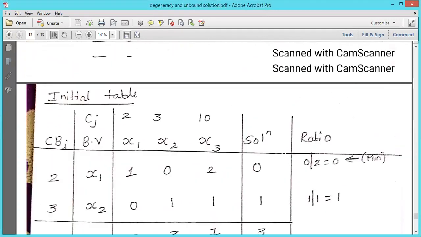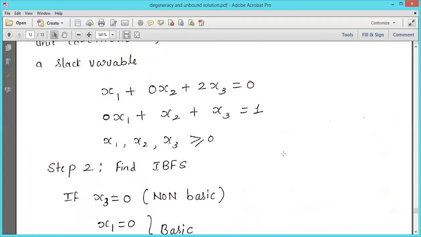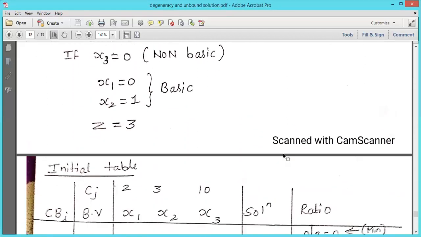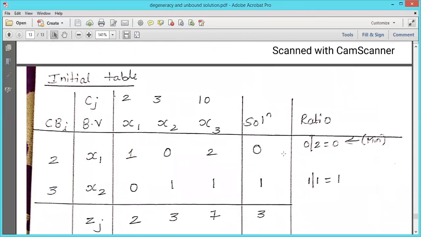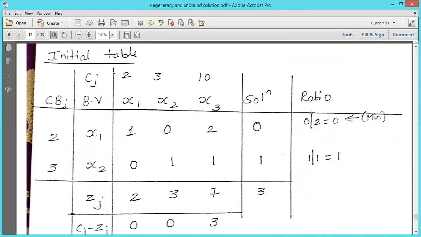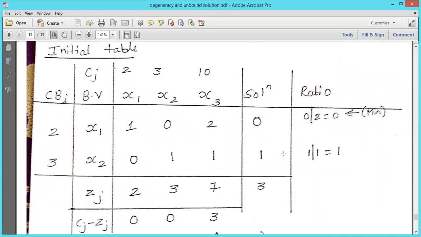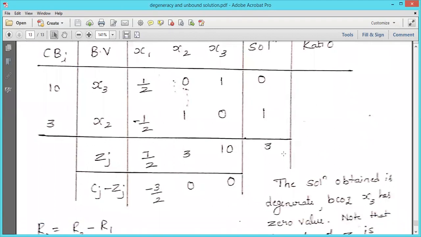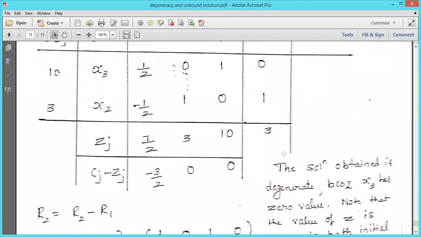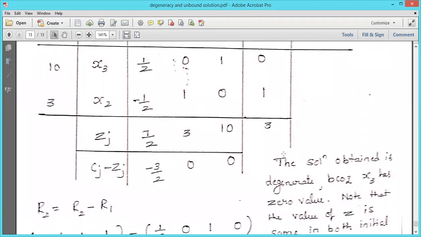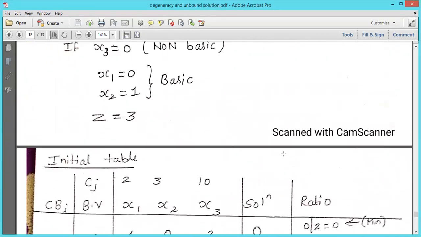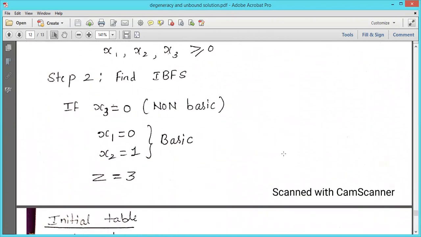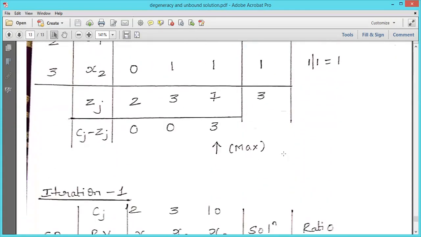See here, if you look into this example, this is also an example for degeneracy. We actually started from the initial solution 3. In the initial table also we have the same value. There is no improvement in the objective function. Again, in the final table also we have the same value 3, so there is no improvement. Again, here if you look, the basic variable is also 0. So here the value of basic variable x1 is 0.